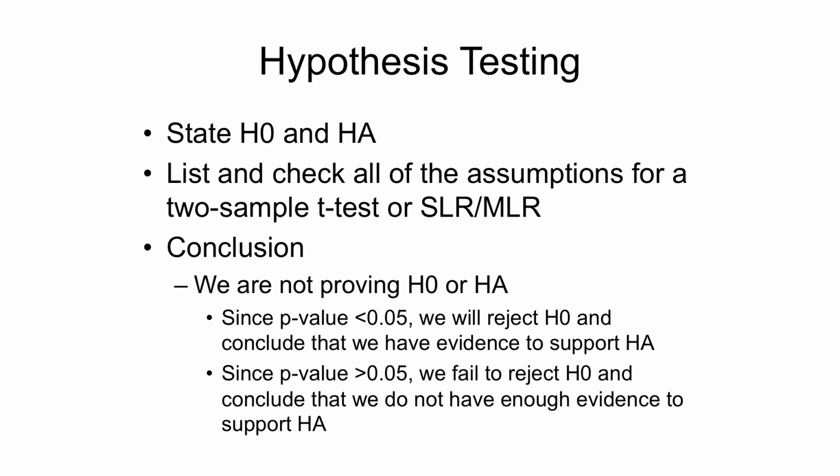This is just another reminder about hypothesis testing. Whenever you're asked to conduct a hypothesis test, such as a two-sample t-test or linear regression, to examine an association between variables, you should always state the null and alternative hypotheses, as well as list and check all of the relevant assumptions. Remember that based on a hypothesis test, we are not proving the null or alternative hypothesis. Instead, we either reject or fail to reject the null hypothesis.